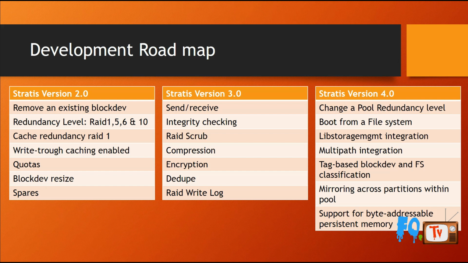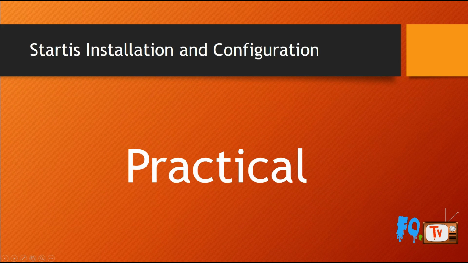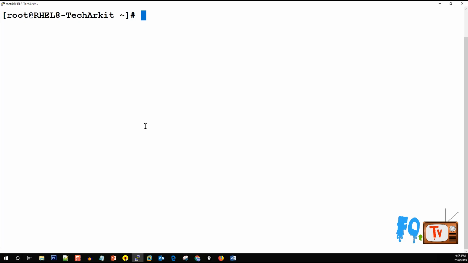Support for byte-addressable persistent memory is one more feature which is going to come on the development roadmap. So next we are going to see the Stratis installation and configuration practical. This is what we are going to see in the practical: how we can install and configure this Stratis file system, create file systems, create some snapshots and add some disks to it. All the stuff we are going to see in this practical.